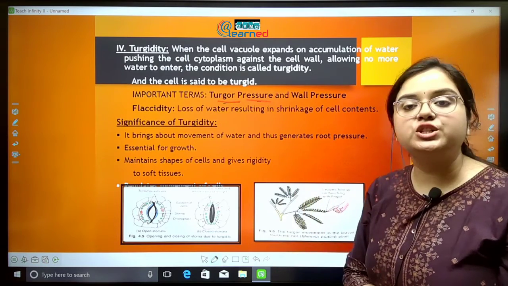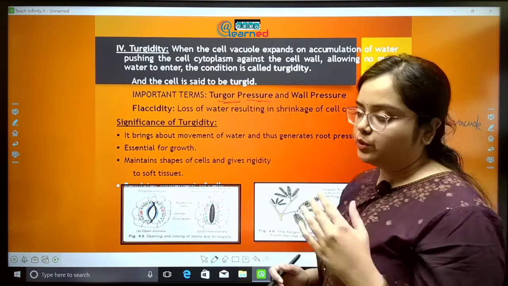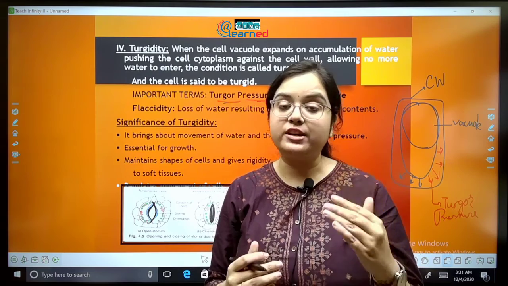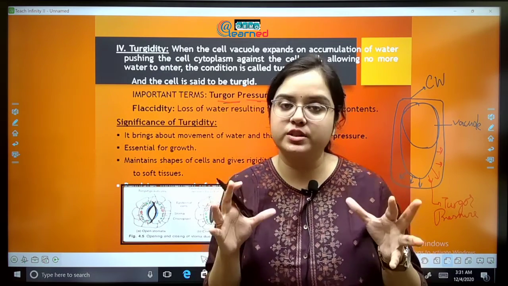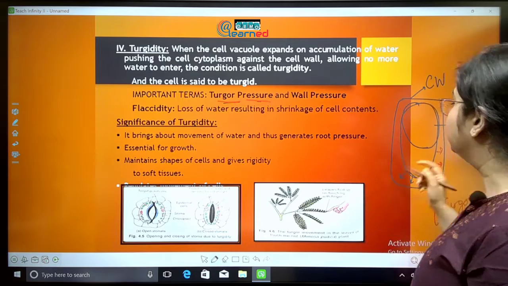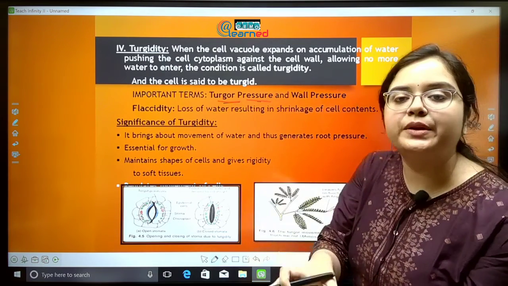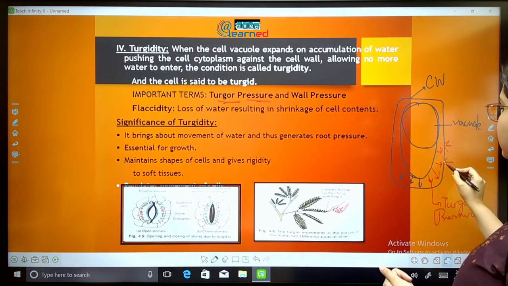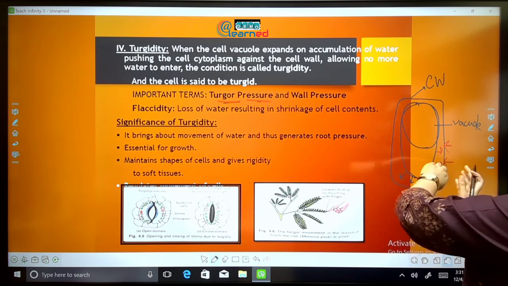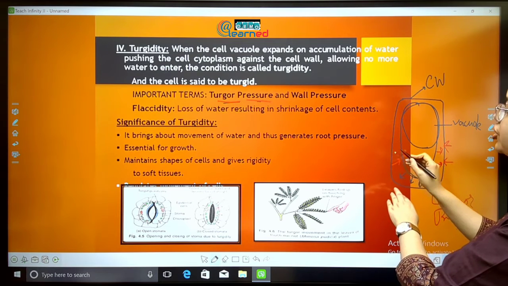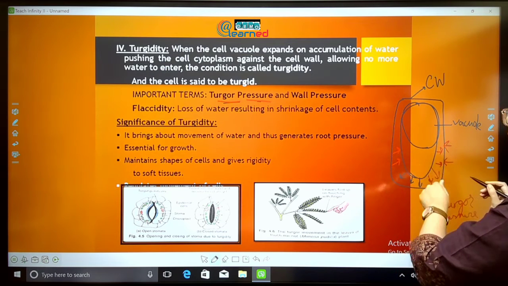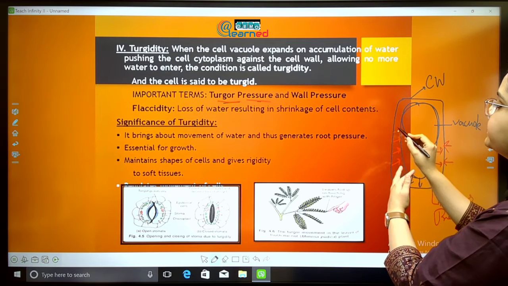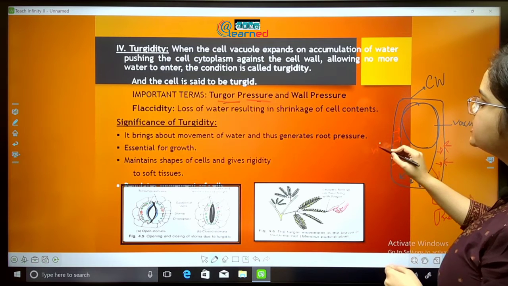Turgor pressure is the pressure which is exerted by the cellular components on the wall of the cell as the cell becomes fully turgid. As you must have read in physics, to every action there is an equal and opposite reaction, Newton's third law. So according to that law, the cell wall will also exert certain pressure onto the cellular content, and that is known as wall pressure. The cell wall is pressurizing in this direction, you have to picturize. The Turgor pressure was towards the cell wall and the wall pressure is towards the cellular content. So this is known as wall pressure.